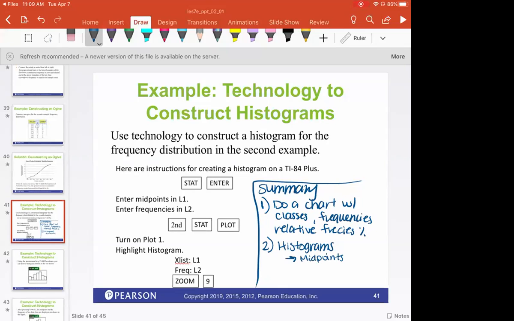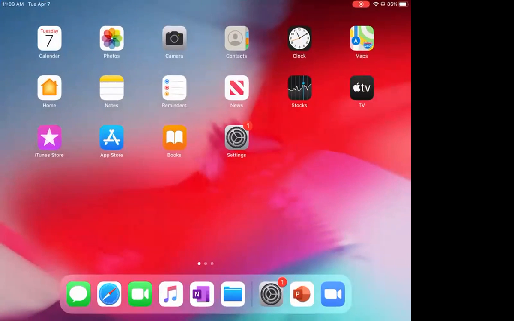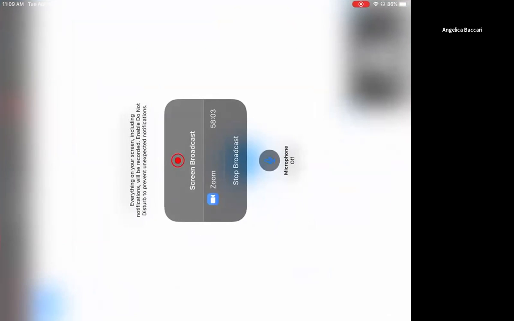knowing how to create them, I think that's important. Know how to draw relative histograms with relative frequencies and with frequencies. That's important too. So those are the only two things that I think are important for that part.